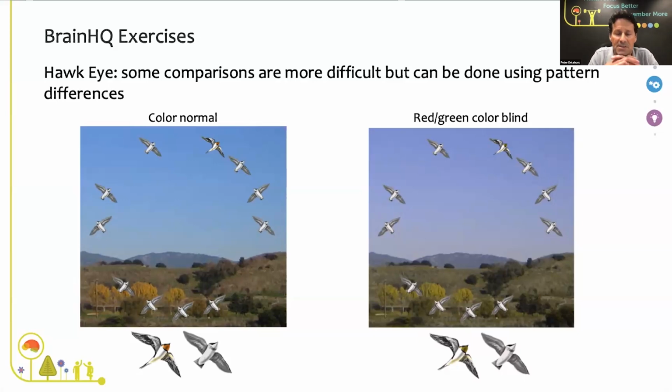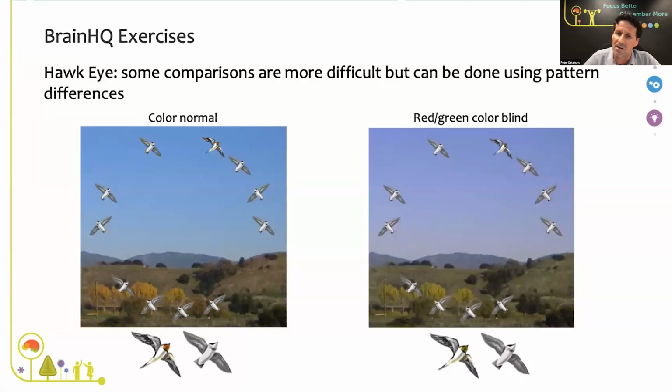But here's an example of a scene from Hawkeye. On the left side, you'll see what a color normal person can see. On the bottom of that image, you'll see the 2 birds. The bird with the red head is the target, and the gray bird is the distractor.